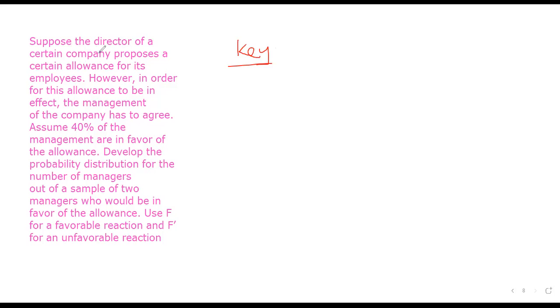Suppose the director of a certain company proposes a certain allowance for its employees. However, in order for this allowance to be in effect, the management of the company has to agree. Assume that 40% of management are in favor. So F is for favor. So favor will be what? 40%, so 0.4. Meaning those that are not in favor, what's the percentage? 0.6.